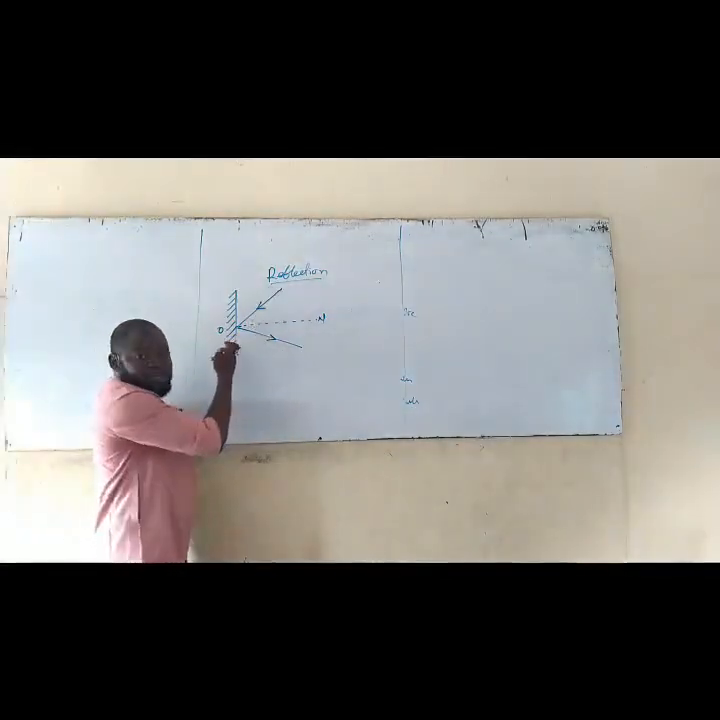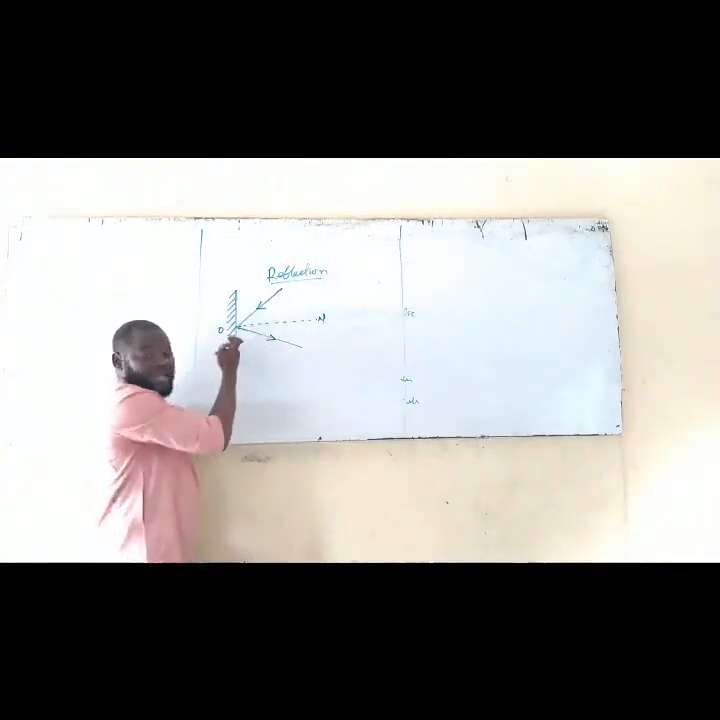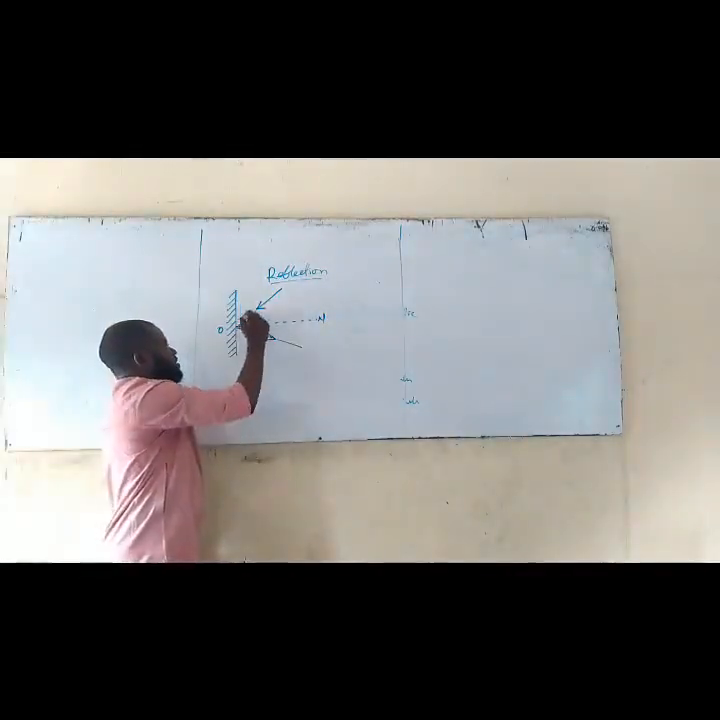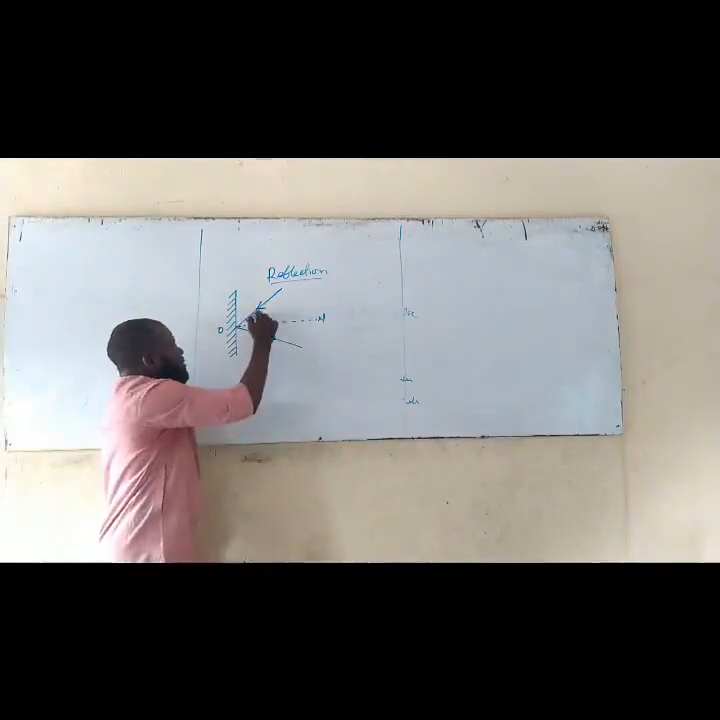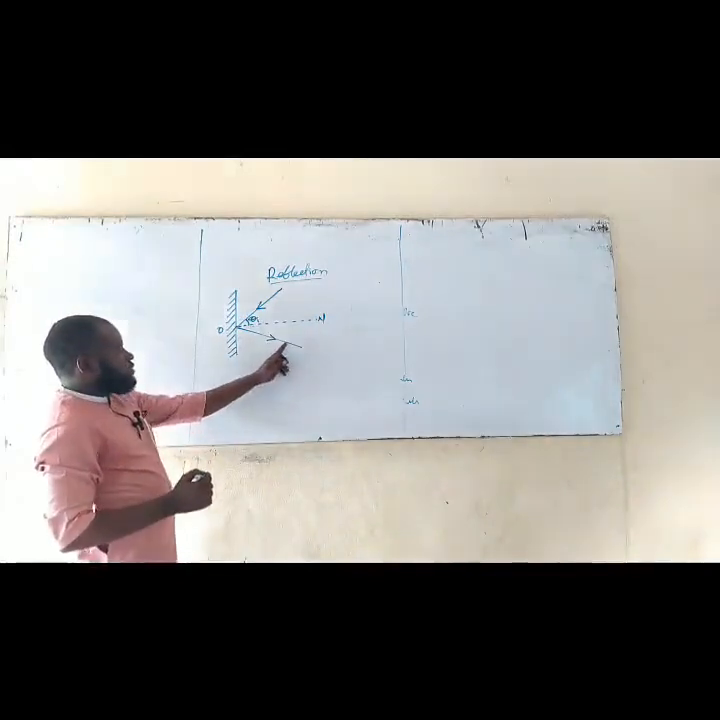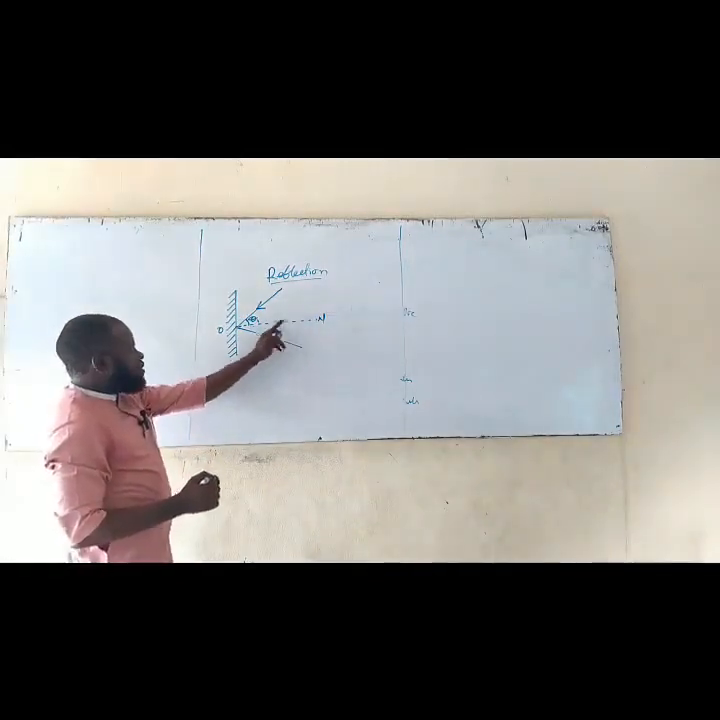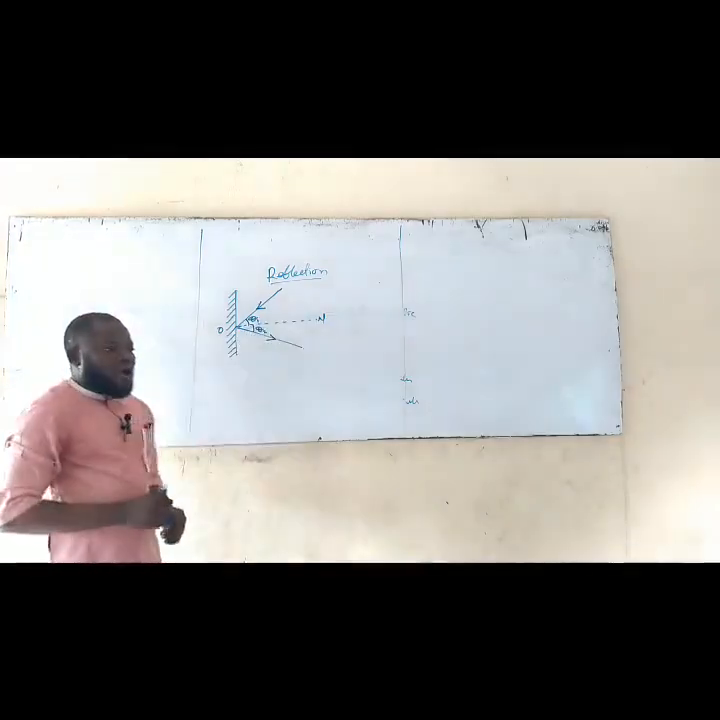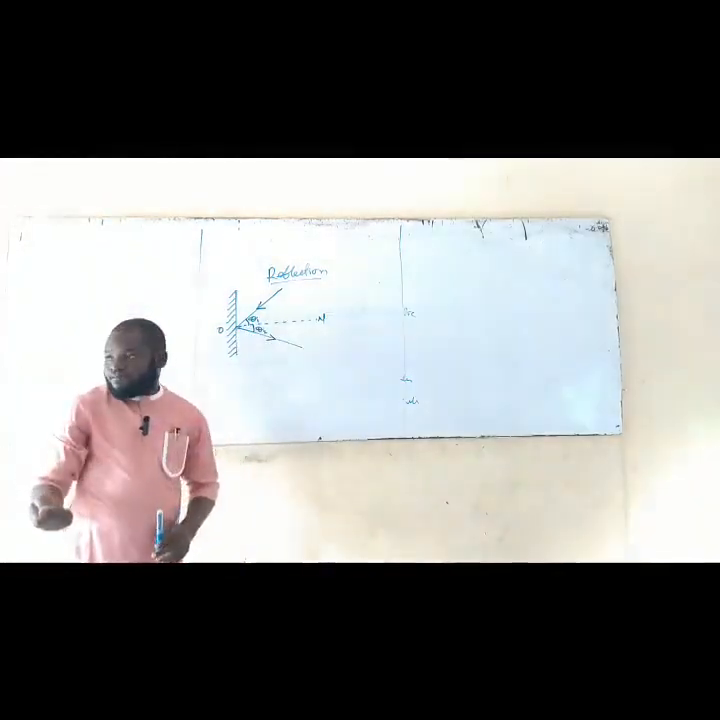So this angle here, between this ray of light that you are seeing and the normal, is referred to as the angle of incidence. So let me call it theta 1. And the angle between the reflected ray and the normal, let me call it theta 2, and that is what we call the angle of reflection.